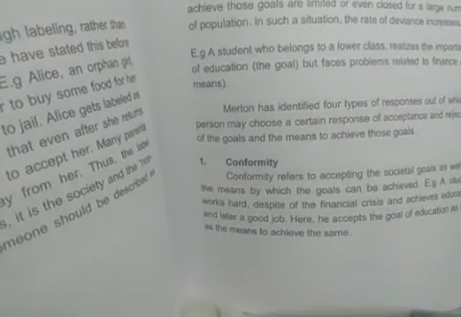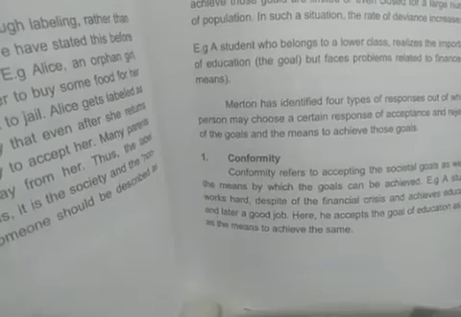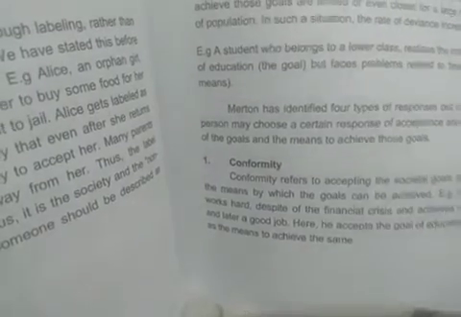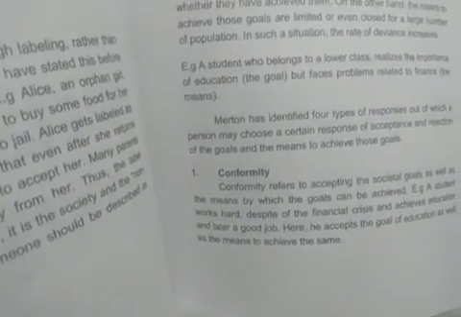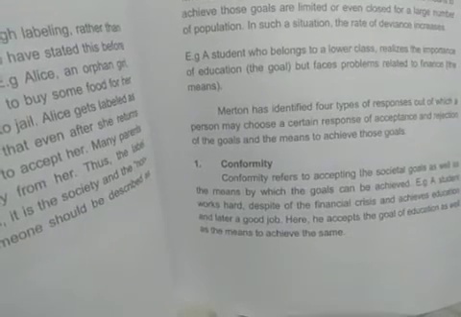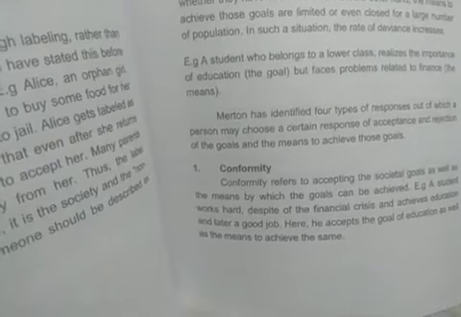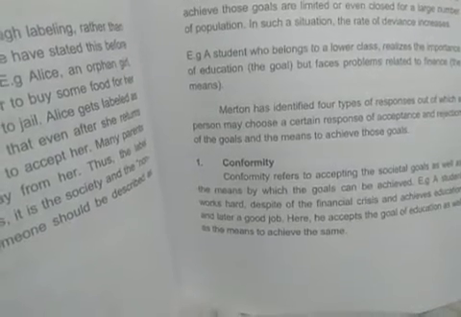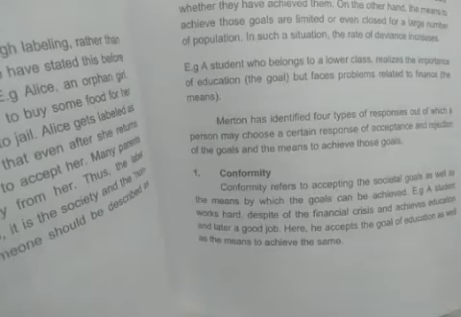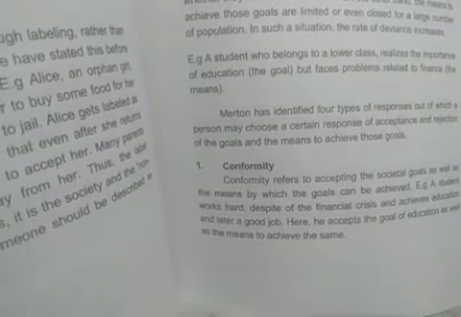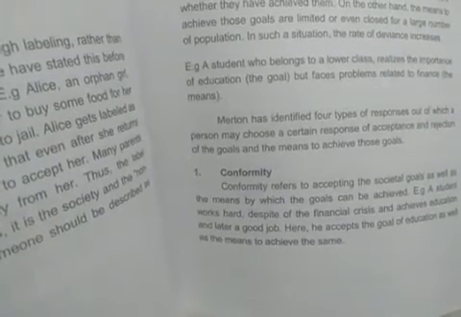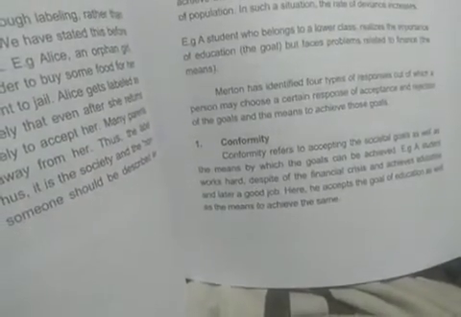Example: a student who belongs to a lower class realizes the importance of education, the goal, but faces problems related to finance, the means. Merton has identified four types of responses, out of which a person may choose a certain response of acceptance and rejection of the goals and the means to achieve those goals.